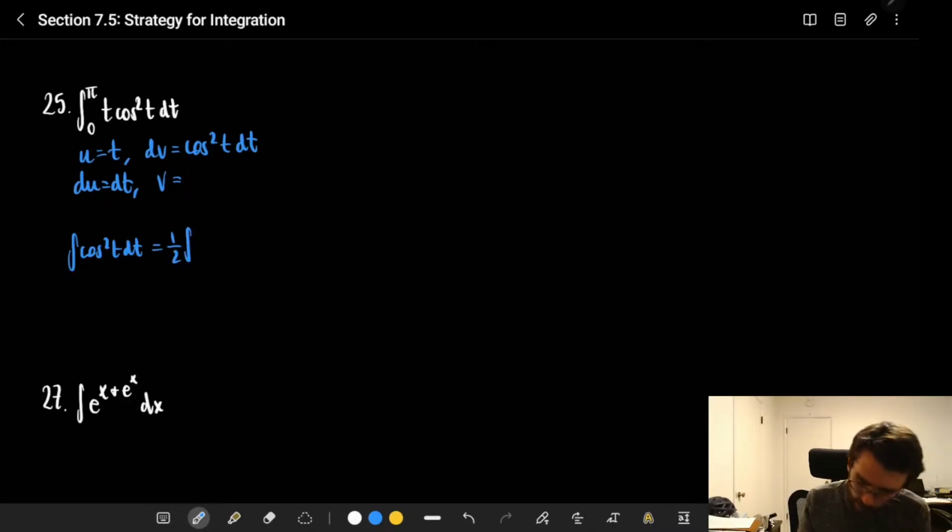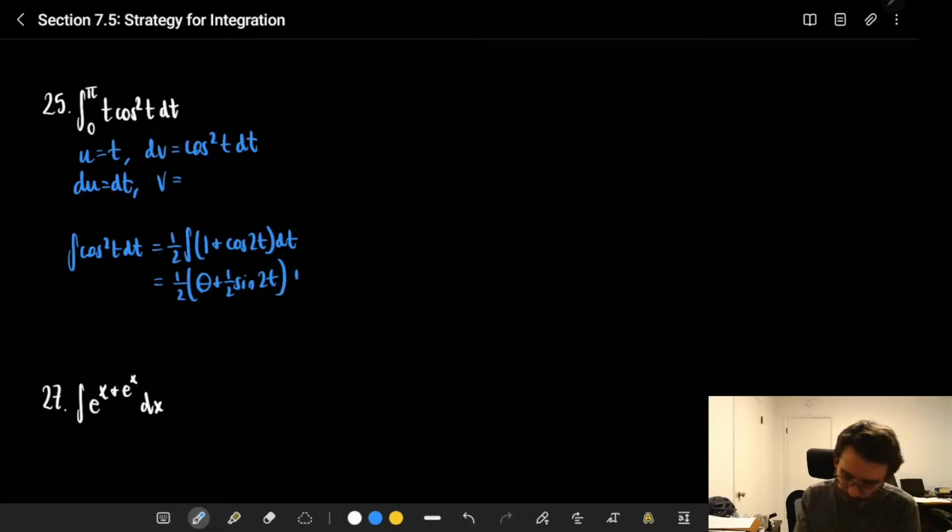Trig identity is 1/2, I'll get it right this time, plus 1/2 cosine 2t, dt, and that integrates to 1/2 theta plus 1/2 sine 2t. No need for parentheses, I guess. Plus a constant, but we won't use that. Let's just write it here. And see if this works out okay.